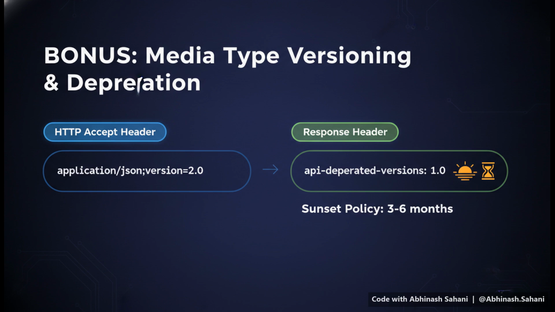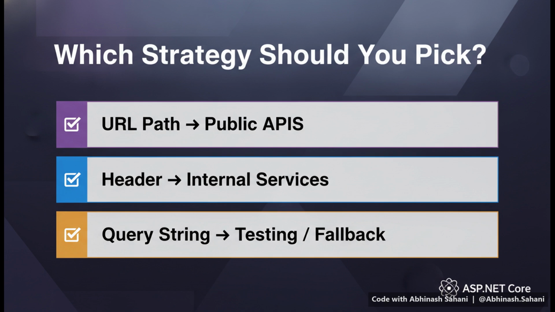And whichever strategy you pick, don't forget deprecation. Marking a version as deprecated adds an api-deprecated-versions header automatically, so clients can detect it programmatically and migrate on their own schedule. Pair that with a real sunset policy, 3 to 6 months notice, before you return a 410 Gone for the retired version.